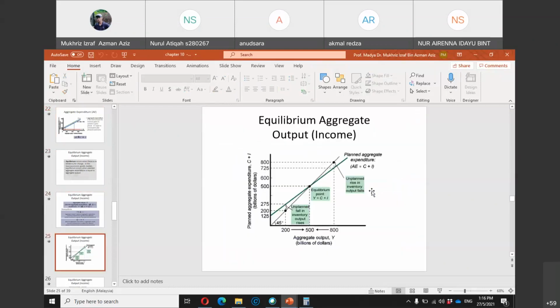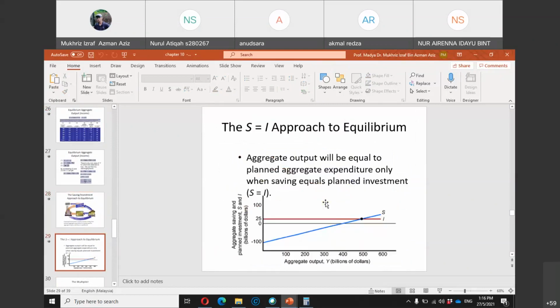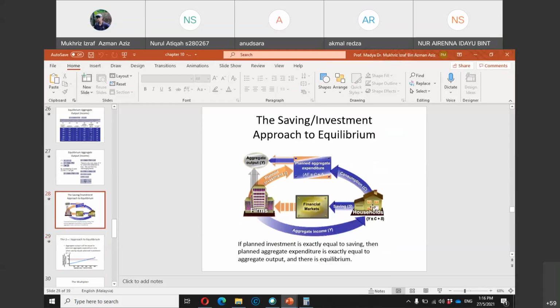Then when the AE line intersects again with the 45-degree line, or the output line, you find the equilibrium value, Y equals C plus I. Today we will discuss the inclusion of government expenditure, C plus I plus G. If you recall from chapter number 9, when we learned about calculating GDP using the expenditure approach, it was C plus I plus G plus X minus M. So basically this is what happens when we include government in the equation.